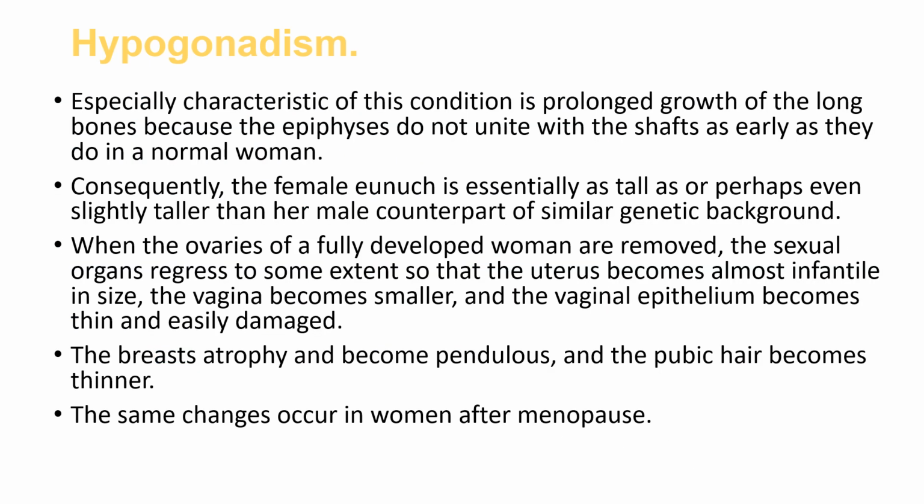1626. Especially characteristic of this condition is prolonged growth of the long bones because the epiphyses do not unite with the shafts as early as they do in a normal woman. Consequently, the female eunuch is essentially as tall as or perhaps even slightly taller than her male counterpart of similar genetic background. When the ovaries of a fully developed woman are removed, the sexual organs regress to some extent so that the uterus becomes almost infantile in size, the vagina becomes smaller, and the vaginal epithelium becomes thin and easily damaged. The breasts atrophy and become pendulous, and the pubic hair becomes thinner. The same changes occur in women after menopause.